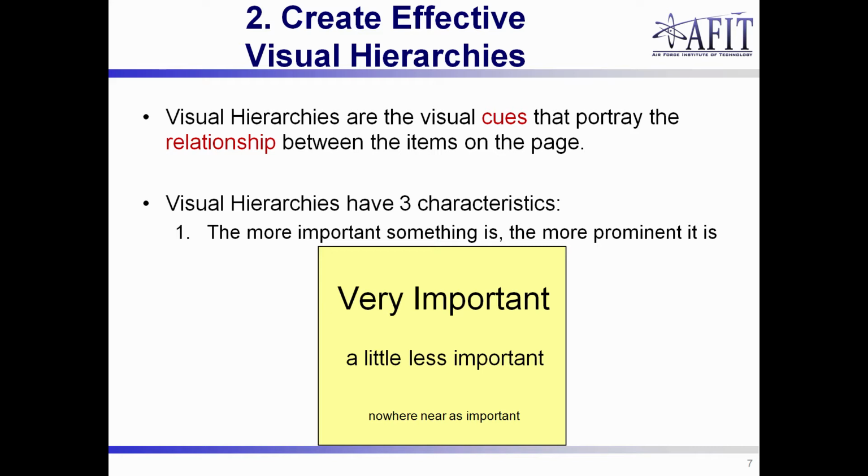So we've got this example here where this yellow block is my web page. And we can see that the item that is the most bold and the highest on the page and the largest in size, that's the one that's most important. And then as I decrease the boldness, the font size, and the location on the page, it gets less and less important.